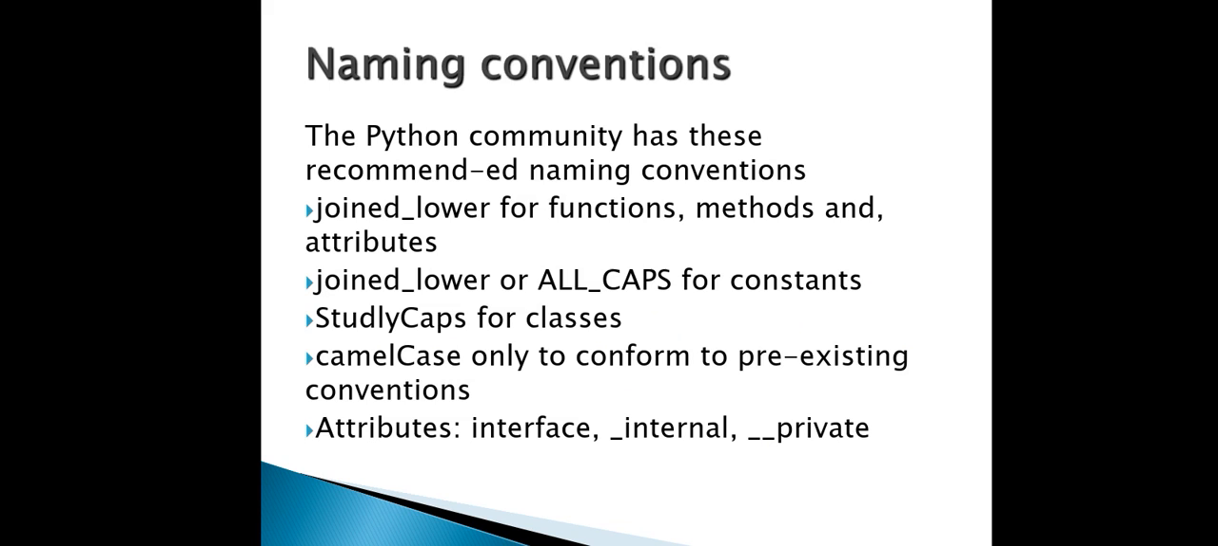The Python community has these recommended naming conventions. Joined_lower for functions, methods, and attributes. Joined_lower or ALL_CAPS for constants. StudlyCaps for classes. camelCase only to conform to pre-existing conventions. Attributes: interface, _internal, __private.